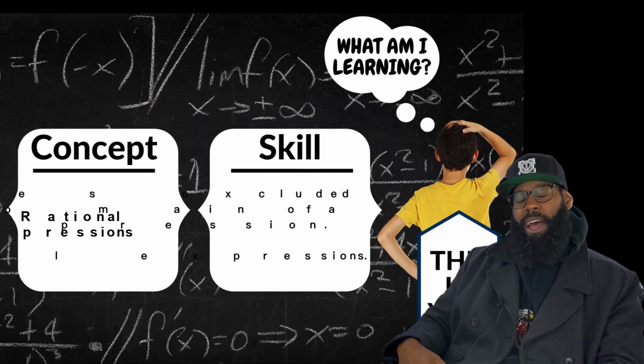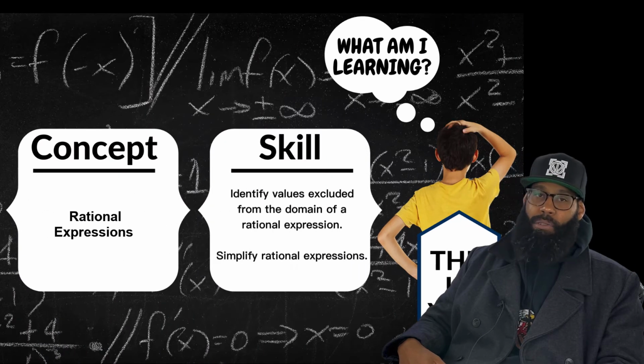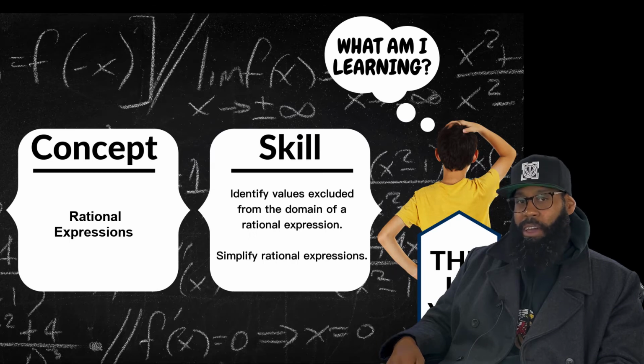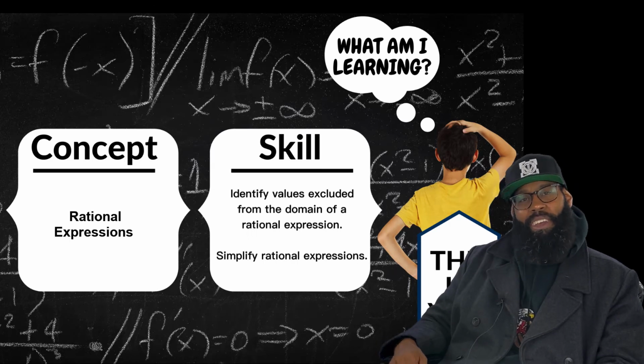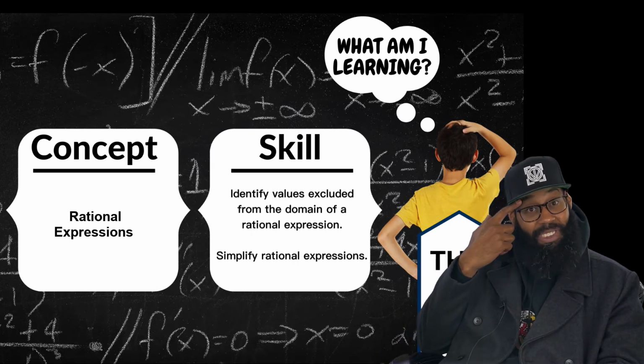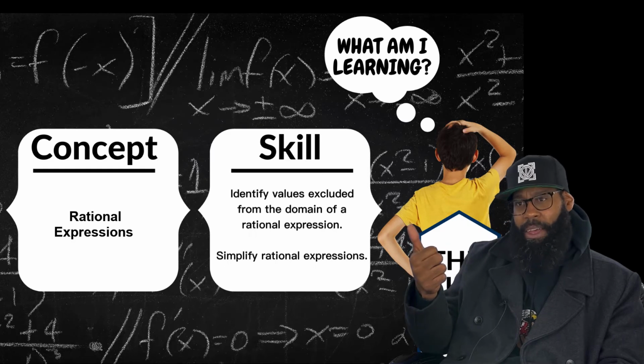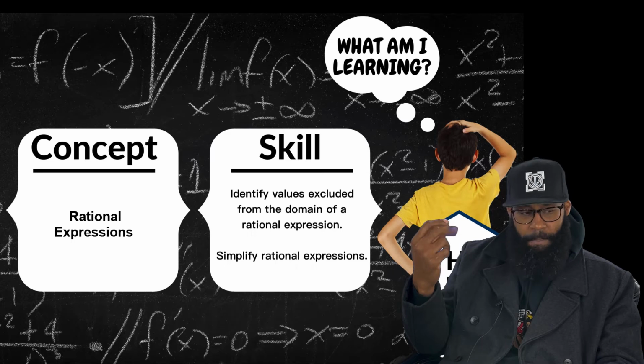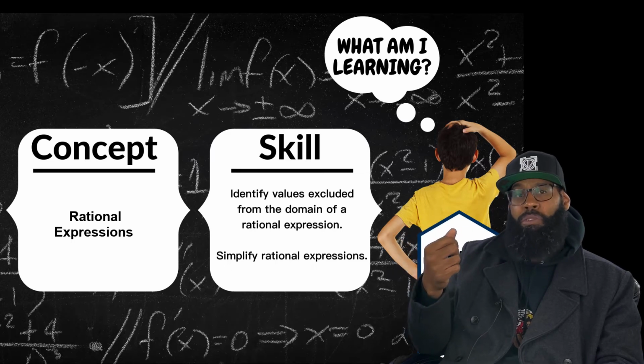So, concept and skill. The concept, rational expressions, I call them complicated fractions. The skill, simplifying. I heard that. That just means answer it, right? Get it to its simplest form. And of course, identifying excluded values.